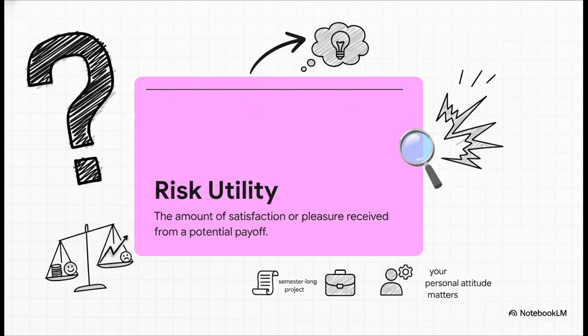Now, let's get a little personal for a second. Think about your own personality. How do you really feel about risk? This matters, whether you're working on a semester-long project or launching a company someday. The concept is called risk utility, and it's basically the amount of satisfaction you get from a potential win, or, put simply, your personal comfort level with taking a gamble.